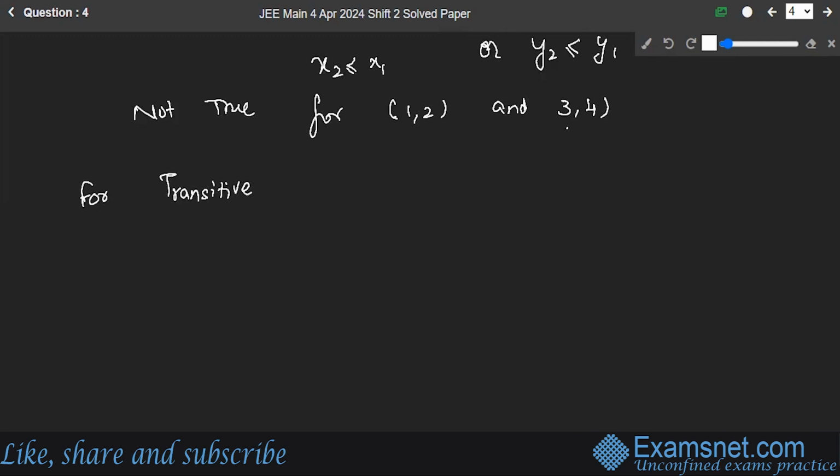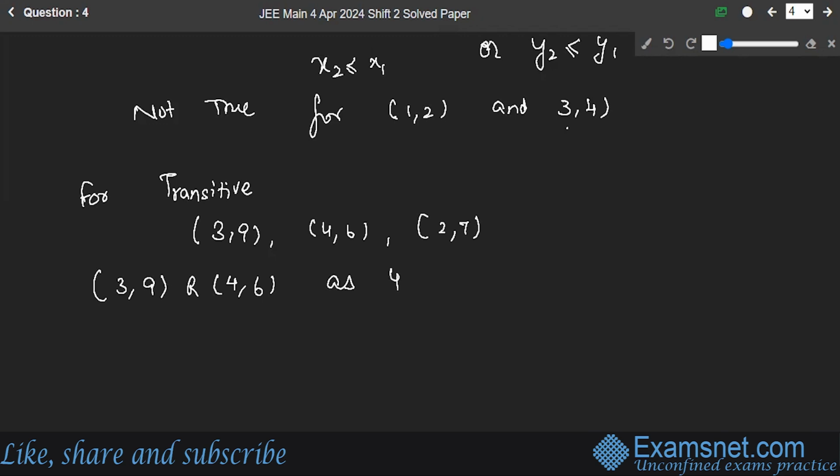For transitive, let's take the pairs such as (3, 9), (4, 6) and (2, 7). If I take (3, 9) and (4, 6), as 4 is greater than or equal to 3, and for (4, 6) and (2, 7), as 7 is greater than or equal to 6.